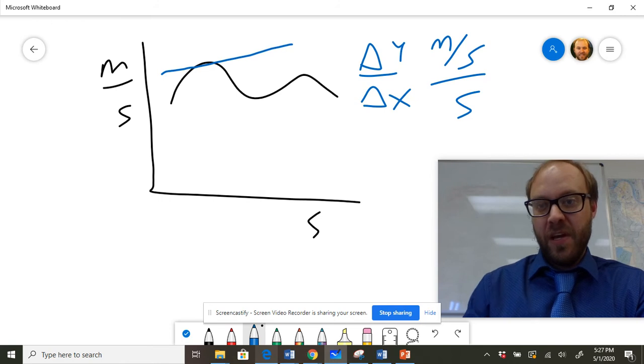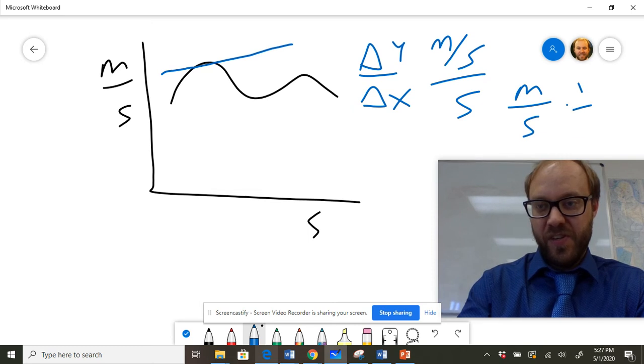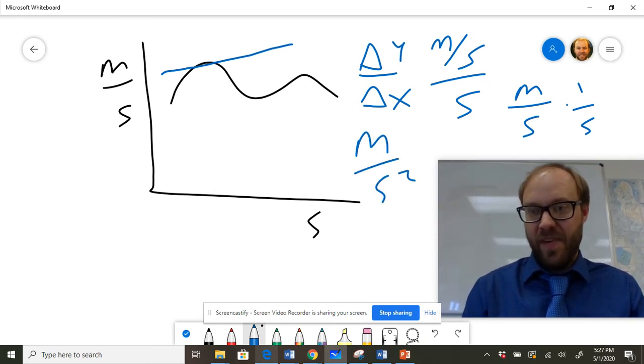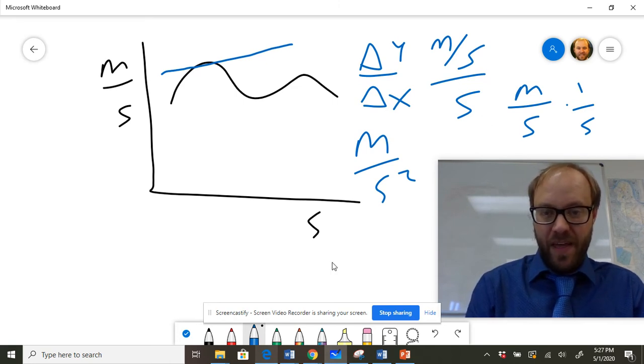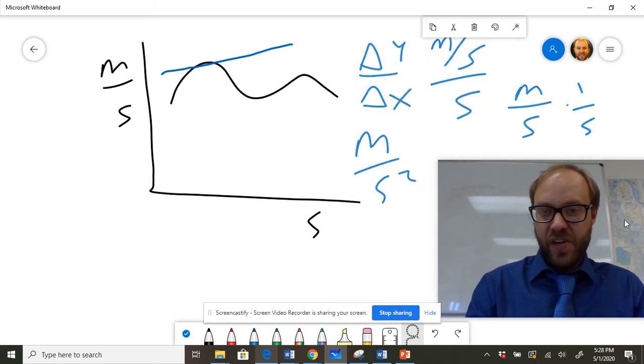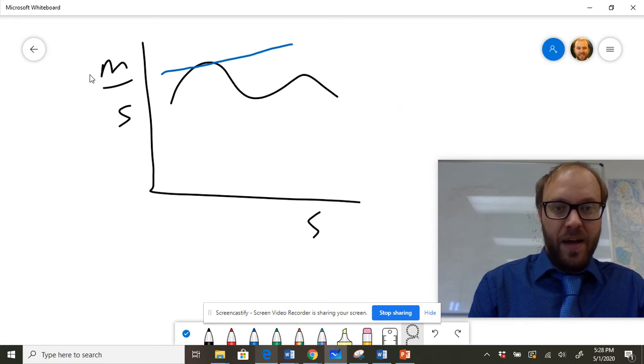You can also, remember, dividing by a value is the same thing as multiplying by the reciprocal. So you can also say this is meters per second squared, which is sometimes the value they'll use for that instead. So meters per second per second or meters per second squared, that would be your rate of change of velocity. That would be an acceleration. All right.